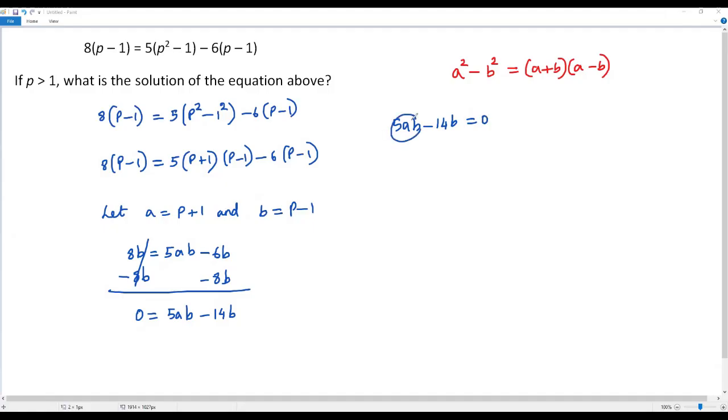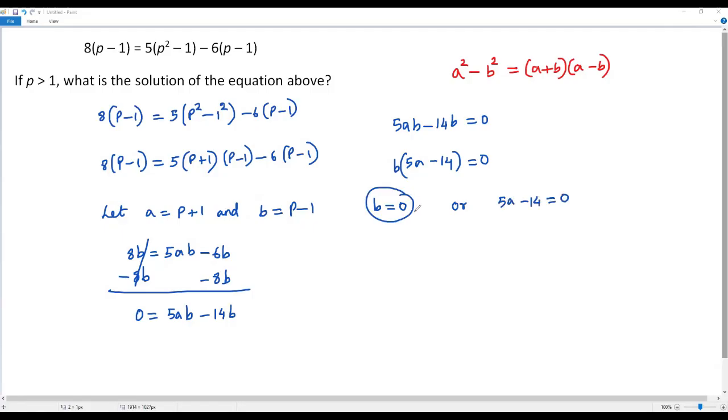Here, when I consider the terms of this expression on the left side, I find b in common, so we can factor b out. When b is factored out, we are left with 5a in the first term and negative 14 in the second term: b(5a − 14) = 0. Now I have the factor form of this expression. The product of these two quantities equals 0. Whenever the product of two quantities equals 0, the first one has to be 0 or the second one has to be 0, or both of them may be 0. That is, b = 0 or 5a − 14 = 0.